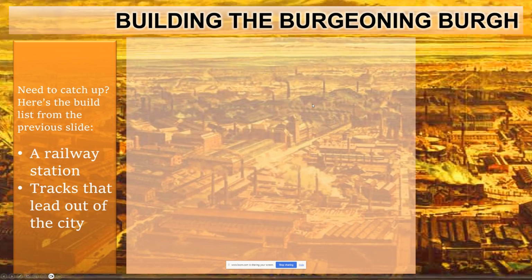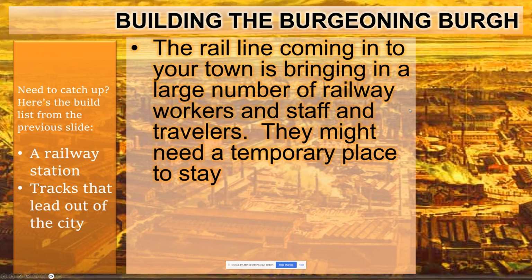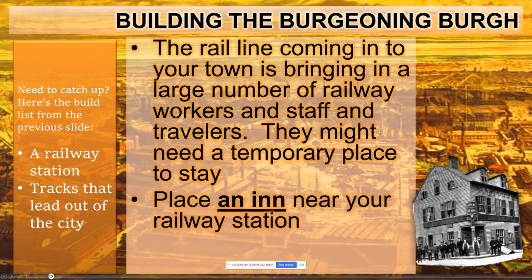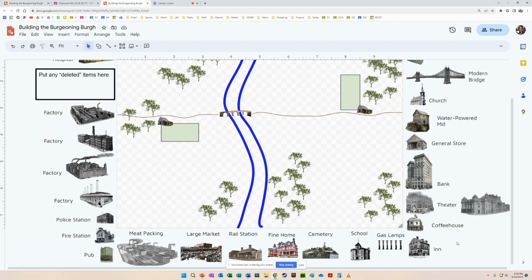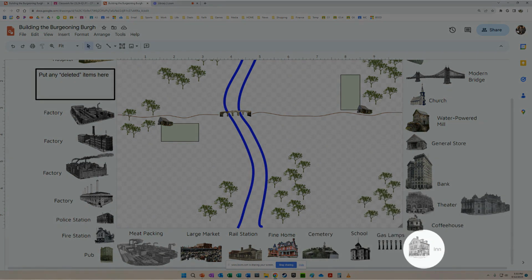All right. So the rail line that's coming into your town is bringing in a large number of railway workers and staff and travelers as well, who probably need a temporary place to stay at night. So from there, go ahead and build an inn near your railway station. The inn itself should be on the bottom right side here. So on the bottom right side, you've got the inn. Bottom right corner right here is the inn.